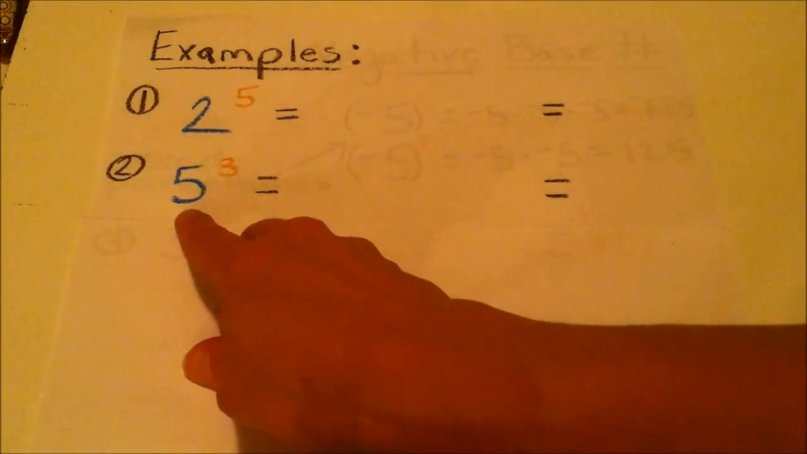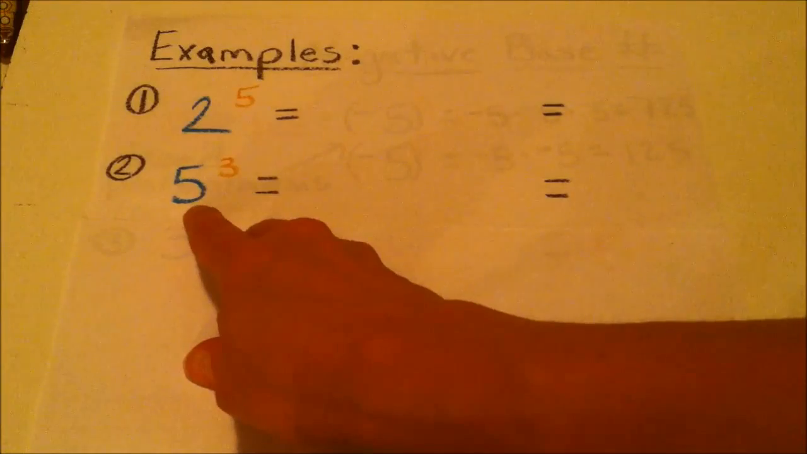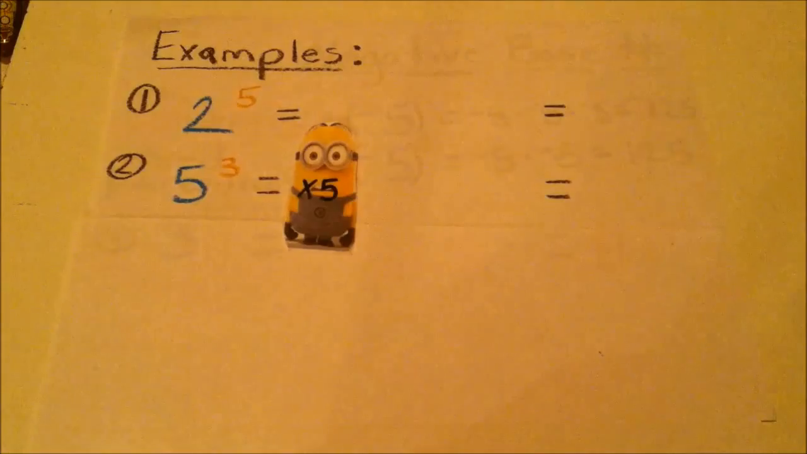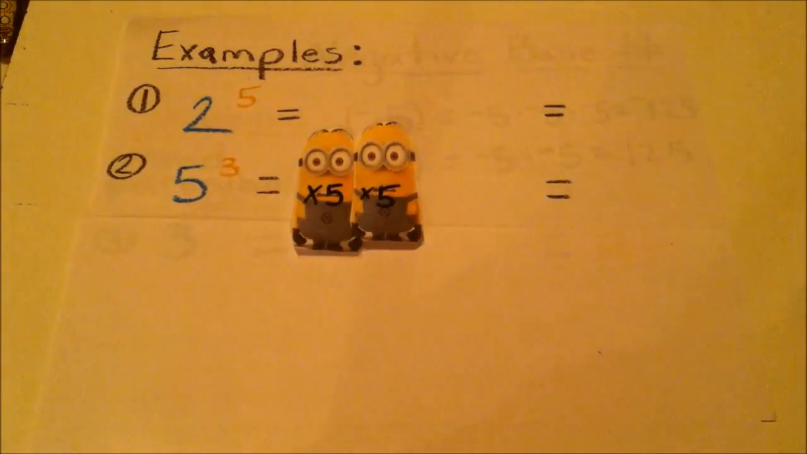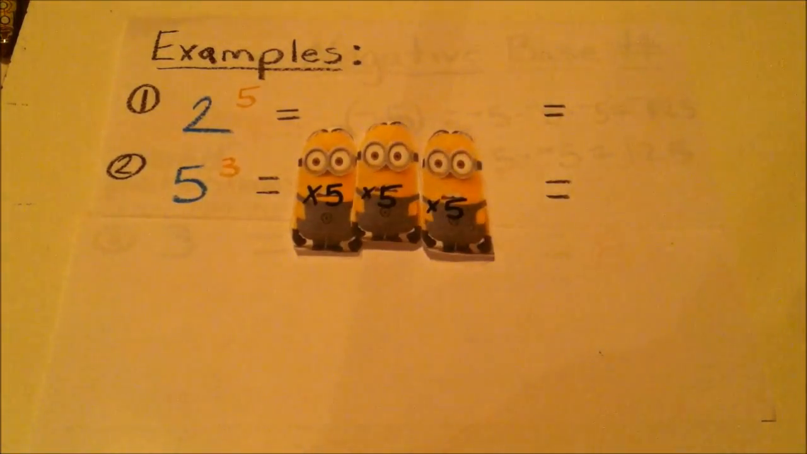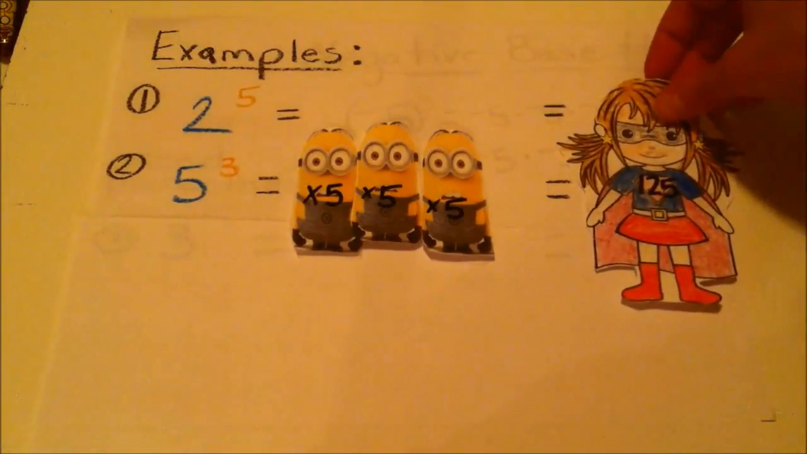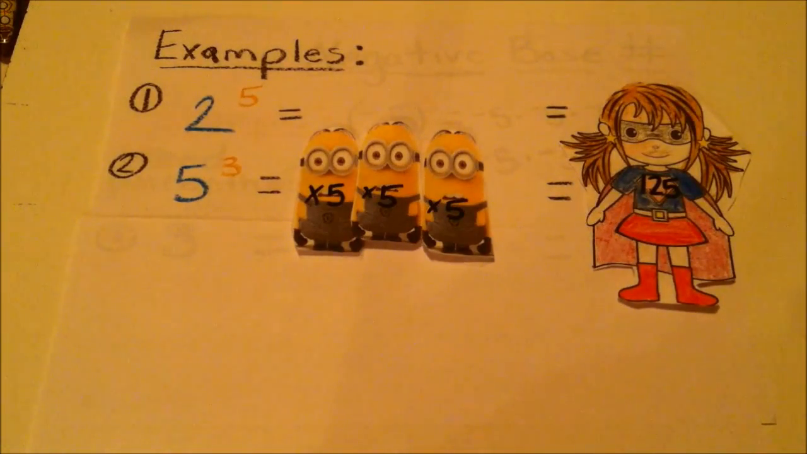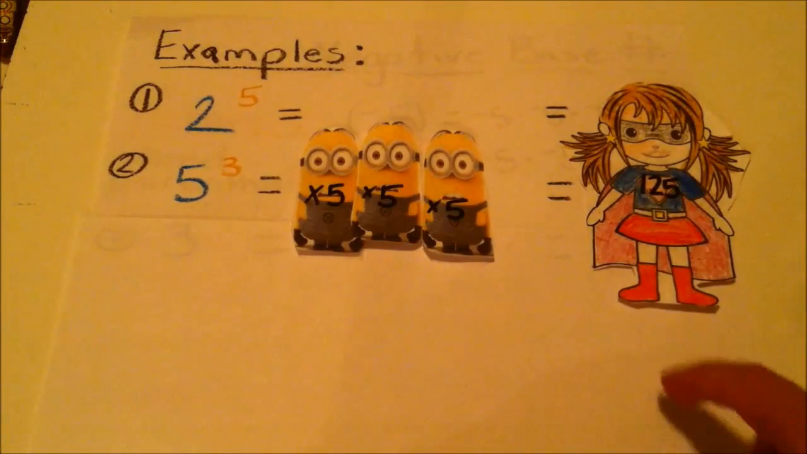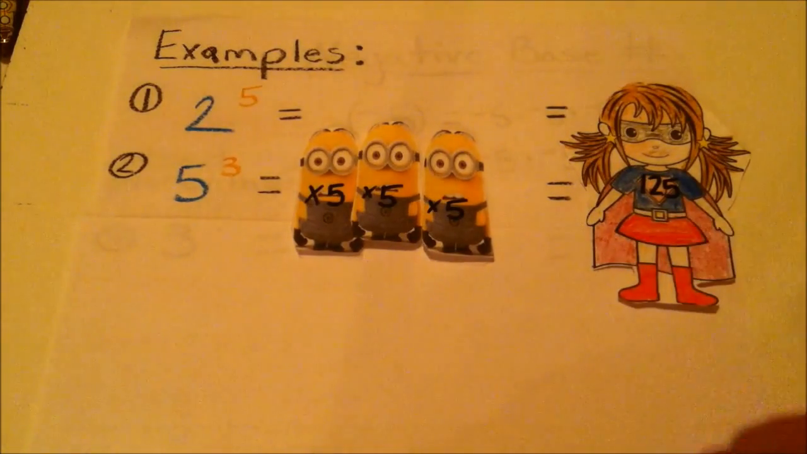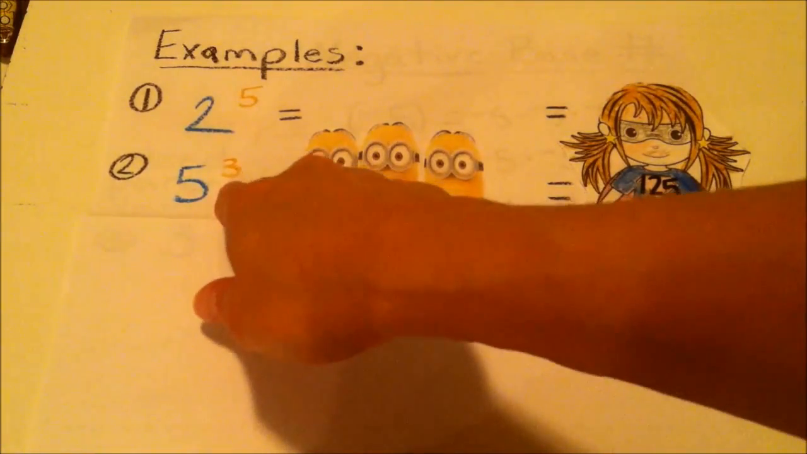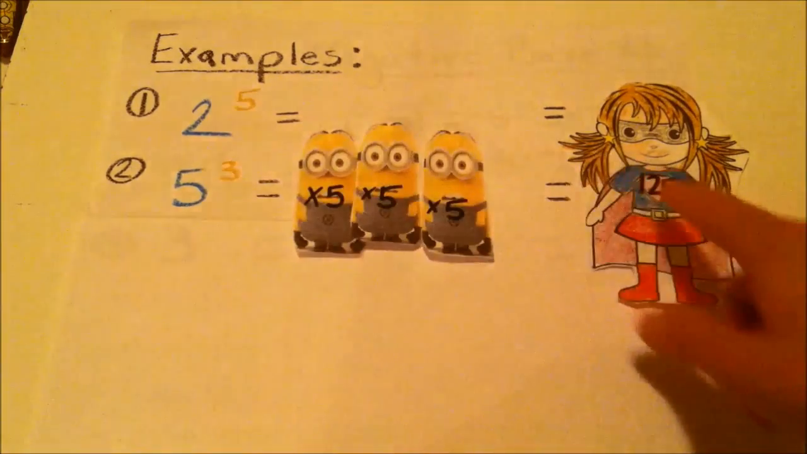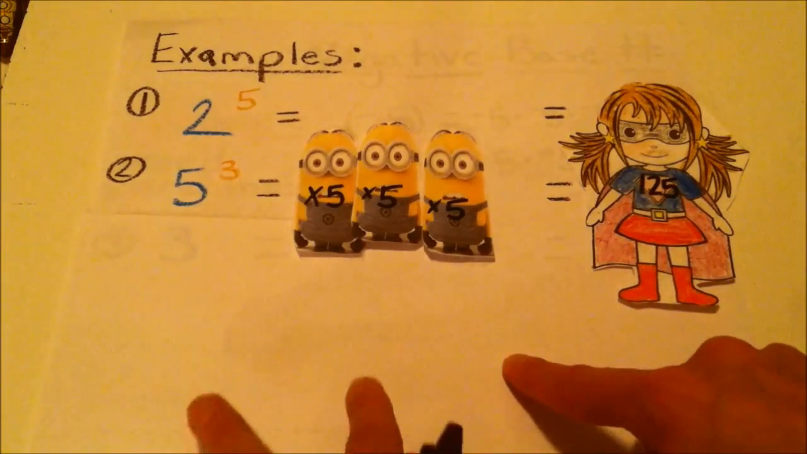In this example, we have 5 to the 3rd power. 5 is being multiplied 3 times. So we're going to have 5 times 5 times 5. 5 times 5 is 25, 25 times 5 is 125, and in this case our superhero has the power of 125. It would take 3 minions with the power of 5 to be equal to her power. So 5 to the 3rd power, or 5 cubed, is equivalent to 125.